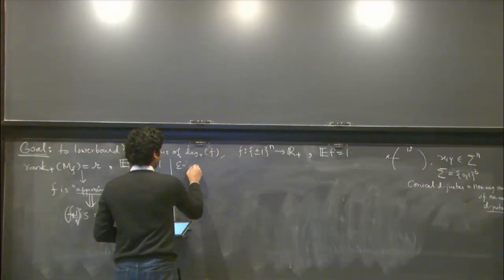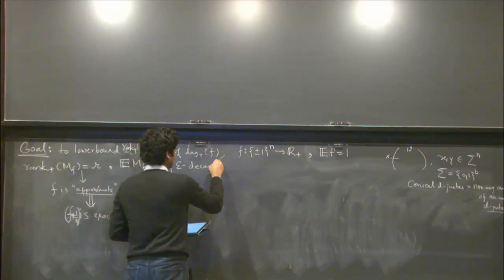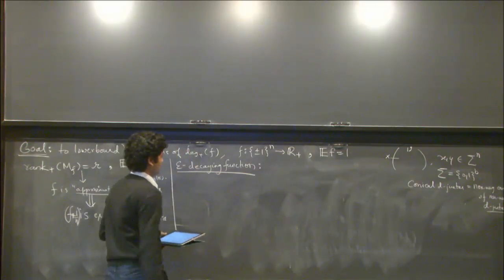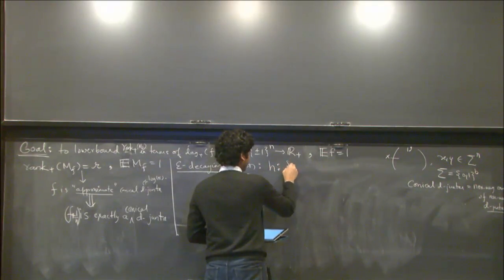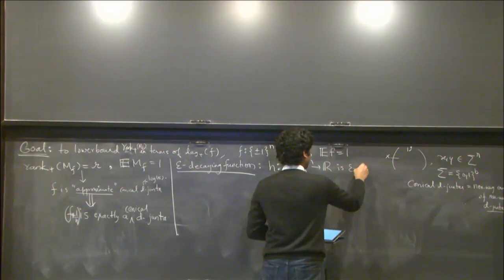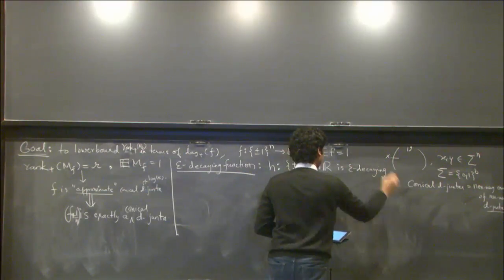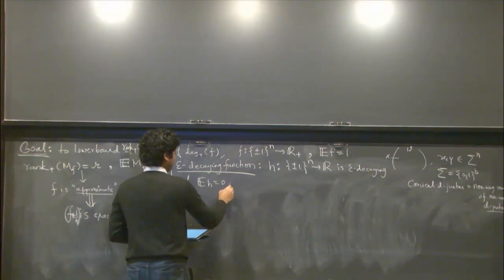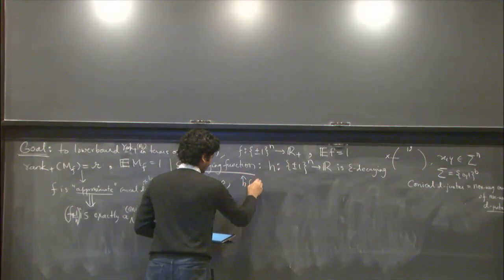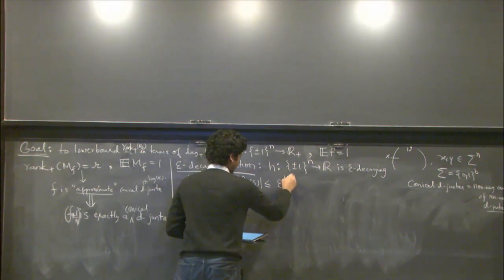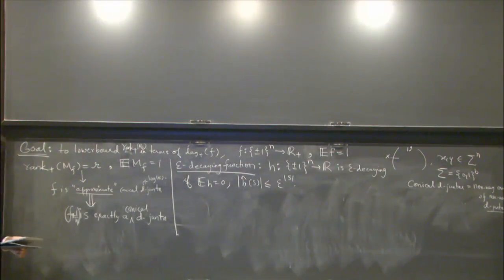First I'll define an epsilon decaying function. I'll say that a Boolean function h is epsilon decaying if the expectation of h is 0 and the Fourier coefficient at s of h decays exponentially in the size of s. Okay, great.